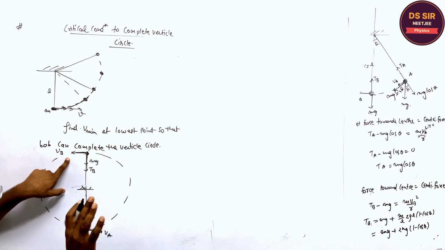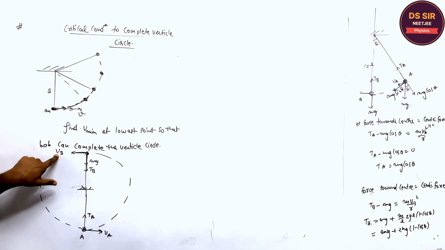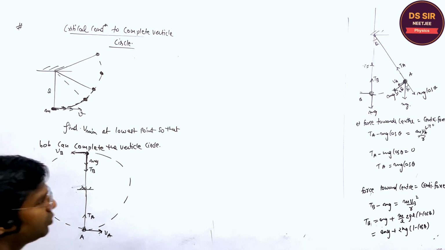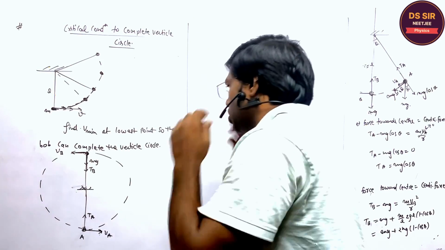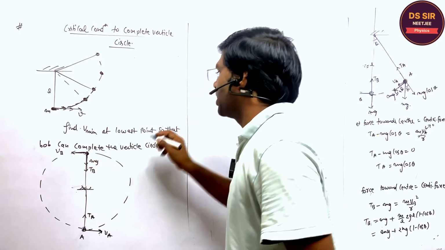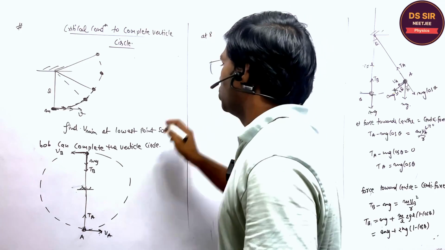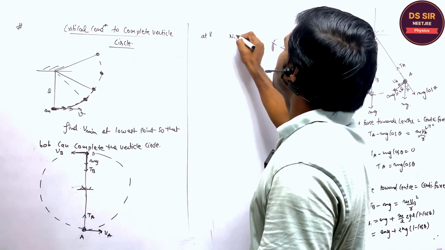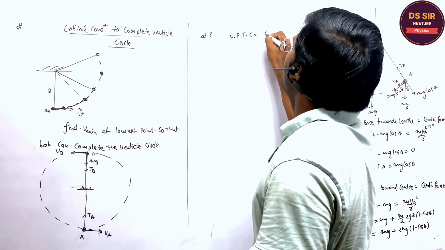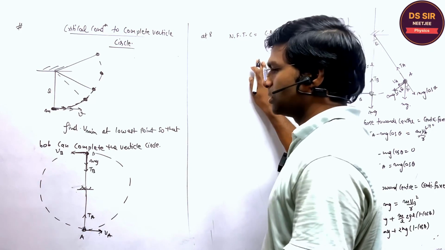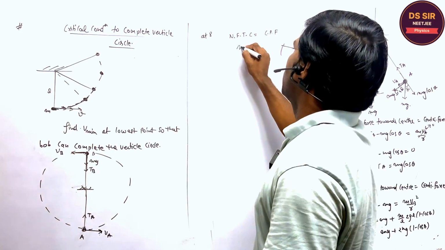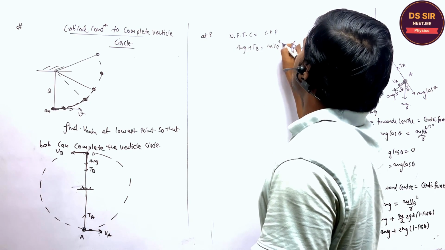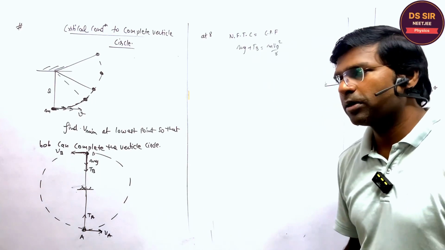The condition is not that Vb must be 0. First of all, it must be clear. Otherwise, it will fall down and will not be able to complete the circle. So at this point, at B, you may mark this as B. What is the net force towards the center? It will provide the centripetal force. Very good. mg plus Tb is equal to mVb square upon r. Is it clear or not?